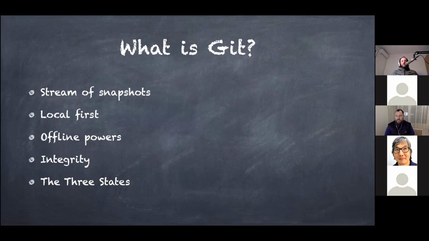The last thing is the three states of Git. The first state of Git is the modified state, which is you will always be able to display the changes that you have done and you have not committed. The second state is staged, and the third state is committed.